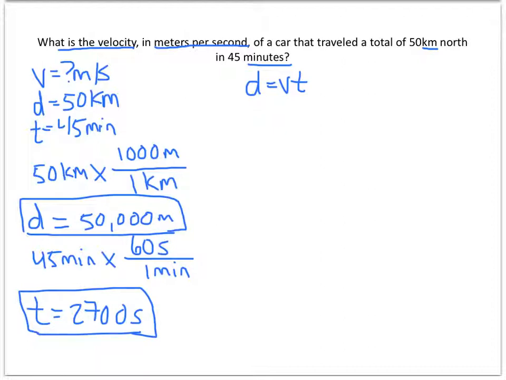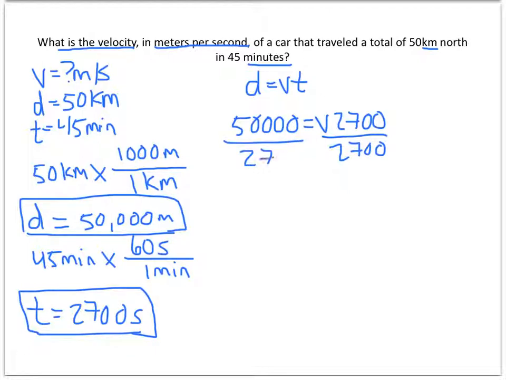So let's input our information into our formula now. 50,000 equals v times 2,700. If I take that and divide both sides by 2,700, I get 50,000 divided by 2,700. I get a velocity of 18.5 meters per second.